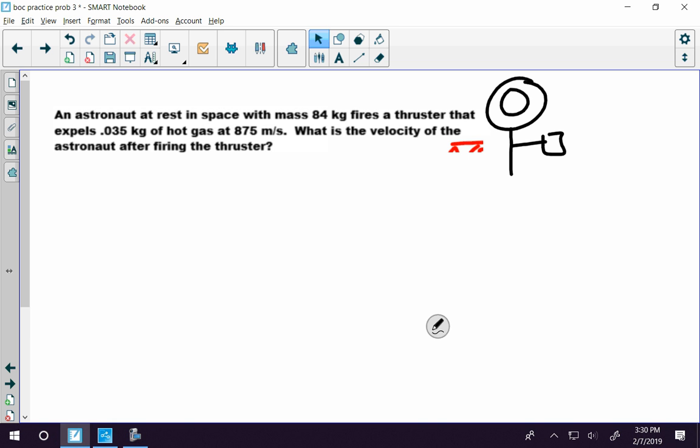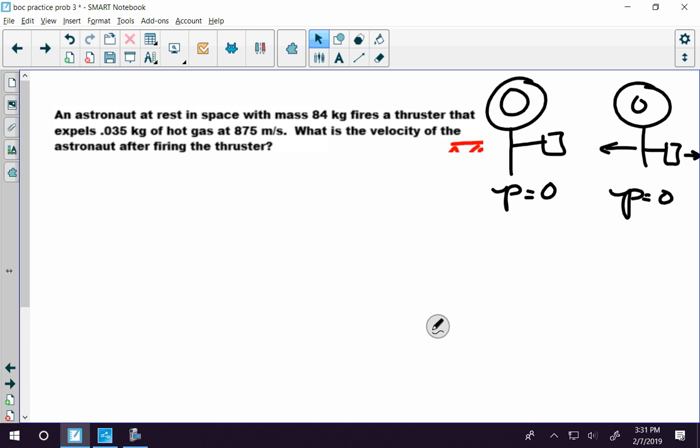And your initial momentum, that's my symbol for momentum. Remember, I don't know why it's P, but it just is. And here we've got gas going that way, and then the astronaut is going to go this way. We're still going to have an overall momentum of 0. I would have drawn a little more there, but I kind of ran out of room.